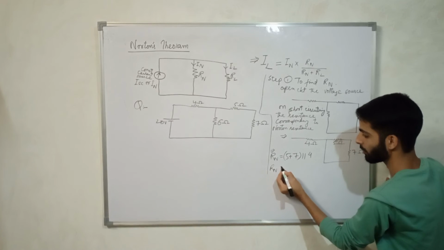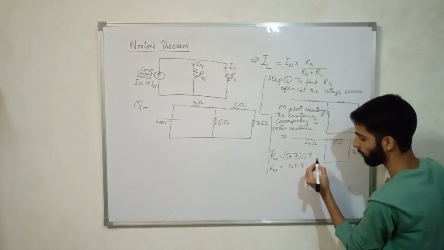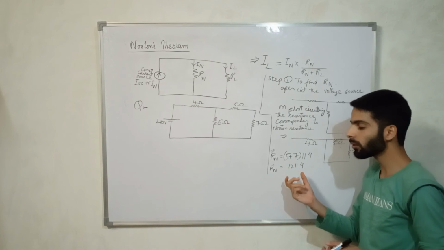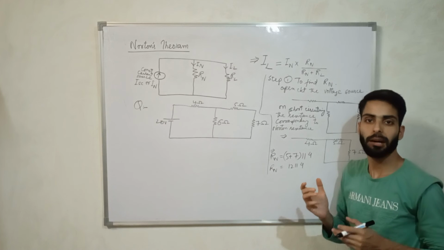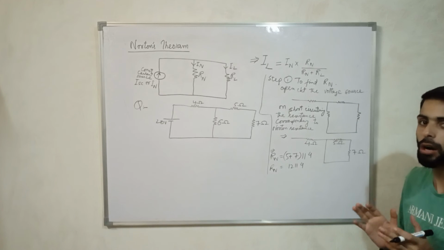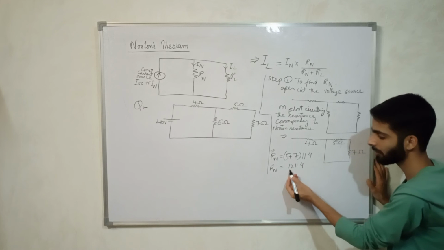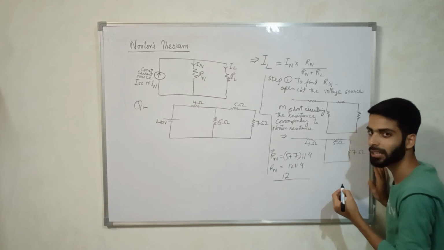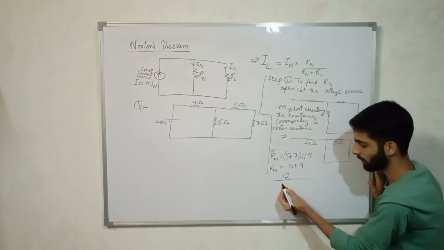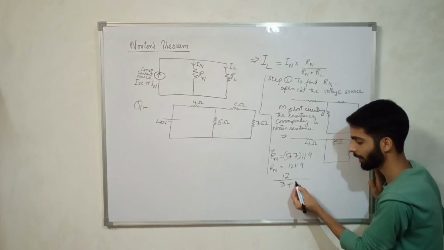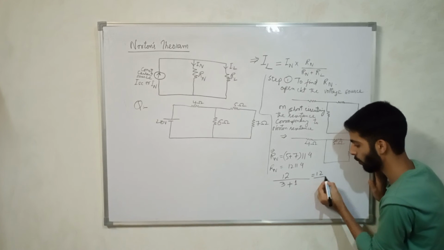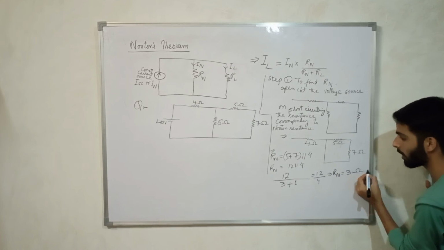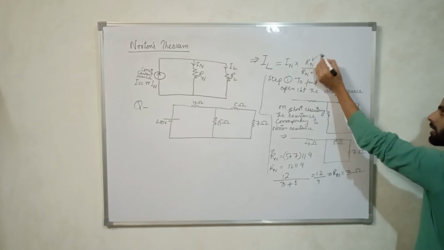Norton resistance will be 12 parallel to 4. Taking the reciprocals of those resistances and then calculating the parallel resistance is cumbersome work, so we shall be using a shortcut trick here: bigger upon ratio plus 1. Which one is the bigger of those two resistances? 12. 12 upon, what is the ratio between 12 and 4? The ratio is 3. 4 3s are 12. So bigger upon ratio plus 1, ratio plus 1: 12 upon 4. Rn equals 3 ohm. So here, this Rn has been found out.